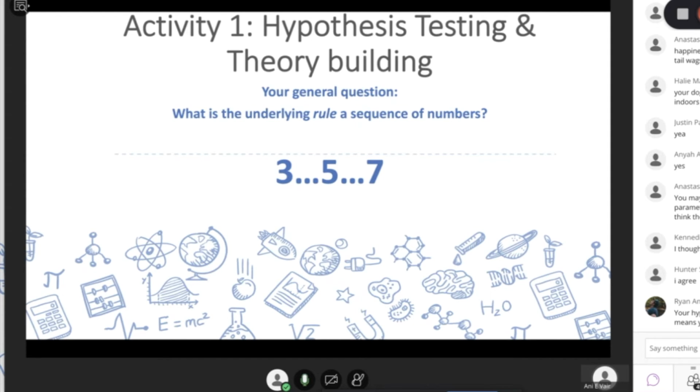So for example, I might hypothesize that the rule underlying 3, 5, 7 is that it increases by 2. And so to test my hypothesis, you can propose any new sequence of numbers. It could be 11, 13, 15. And then when you have a new sequence, I just want you to raise your hands in the group. I'll pop into the group. And all I'm going to do is say, yes, it does fit the sequence, or no, it doesn't.